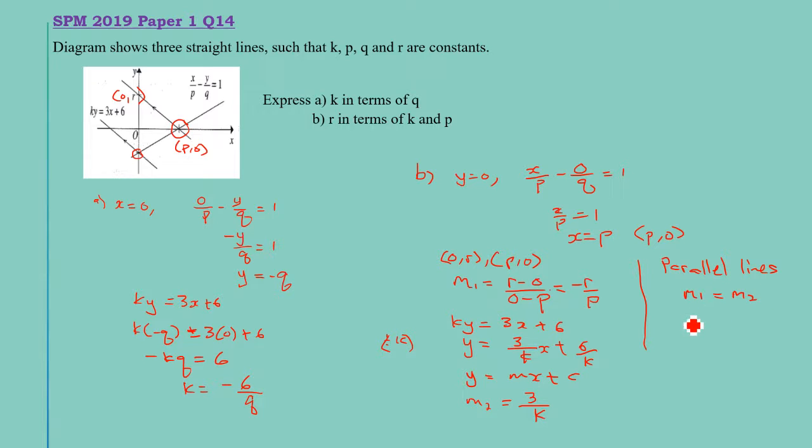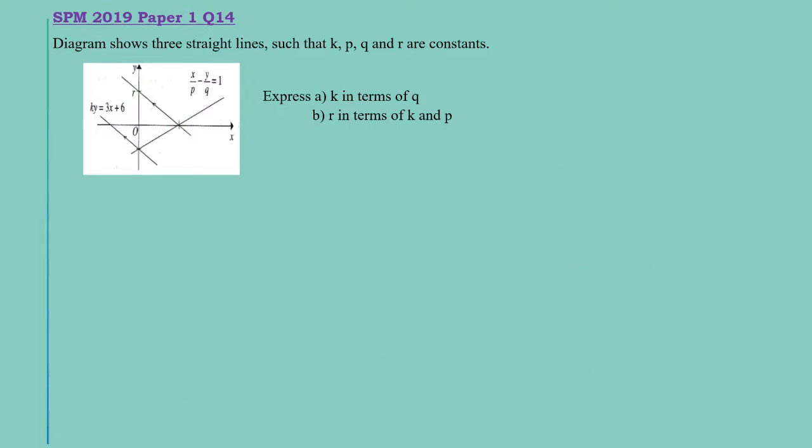So what we have, we want to find r in terms of k and p. So negative r over p equals to 3 over k. So change the arrangement, bring your negative p across. So you have negative 3p over k. So that is your answer for part B. Remember the concept for parallel line is the slope must be the same.